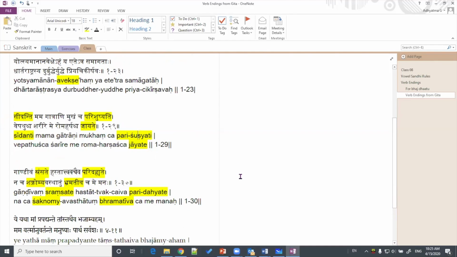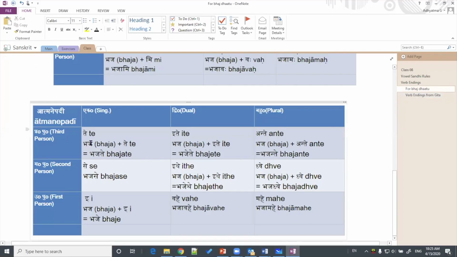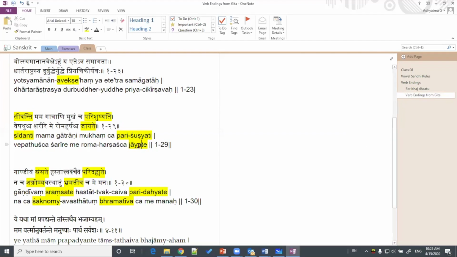So once you are very familiar with the endings, you would be able to identify the verb forms easily. Jayate. Now you see jayate. This is like bhajate. Jayate, this is Atmanepadi, third person singular. It is born. Jayate means it is born. So I'm not discussing a lot of meanings here, but just want to tell you that some of the other words also you would start noticing here.